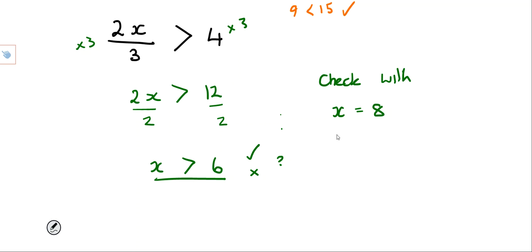So I'm going to check. So therefore, 2 times 8, I don't know why I said 18, 2 times 8 over 3 should be greater than 4. So then you can do 16 over 3. 16 over 3 should be greater than 4. Now, I've not picked a very nice number, but how do I know I'm correct without having to work out the decimal?